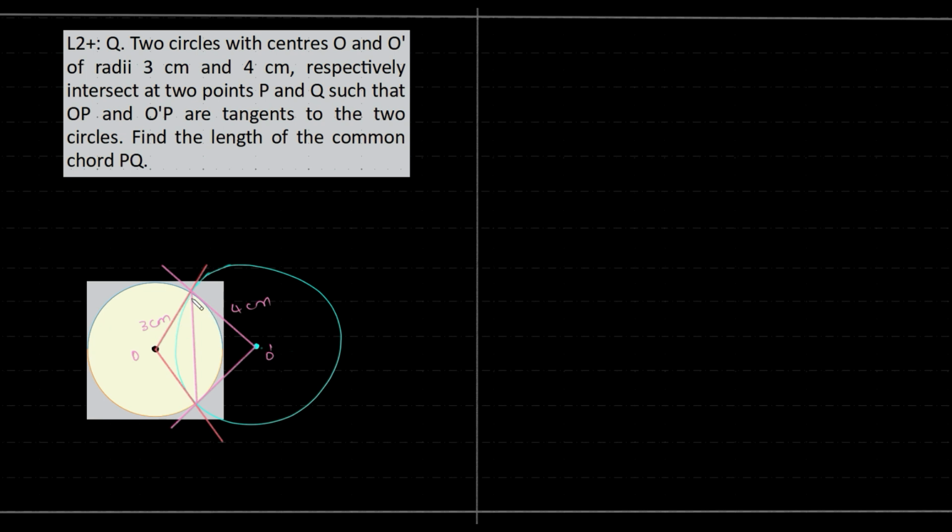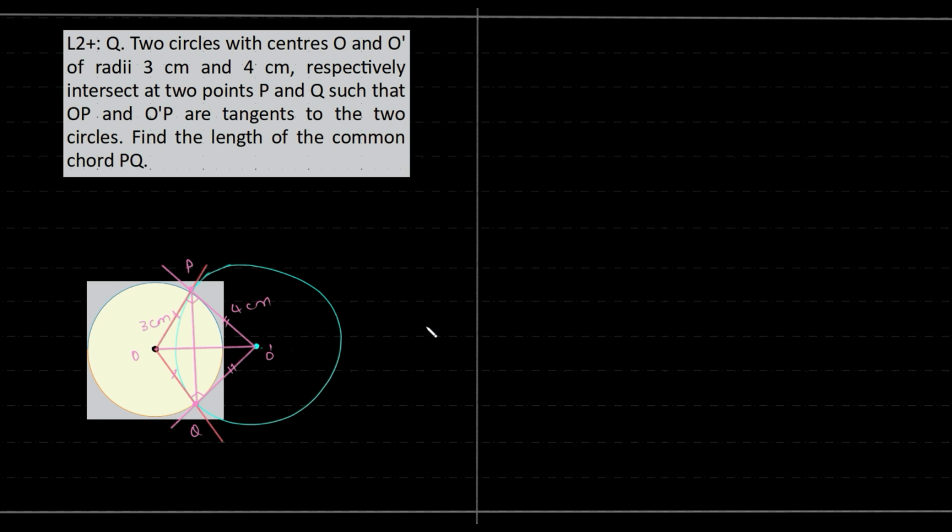First thing first, we know that the tangents and the radius make an angle of 90 degrees. This length is equal to this length, and so on. They are radius basically. If I join this, because this is a right angle triangle, O to O dash would be 5 centimeter. Now the question is, how much is PQ?